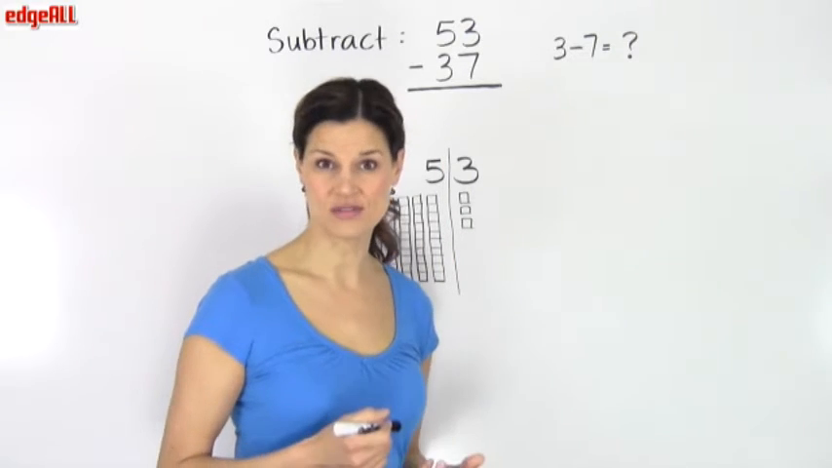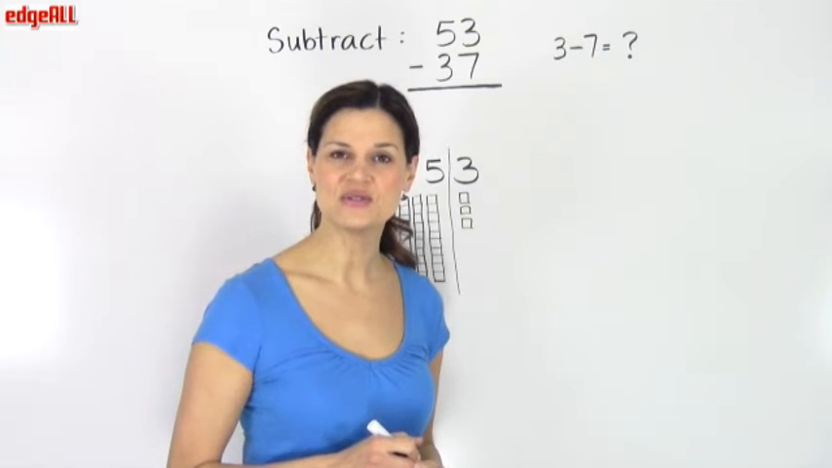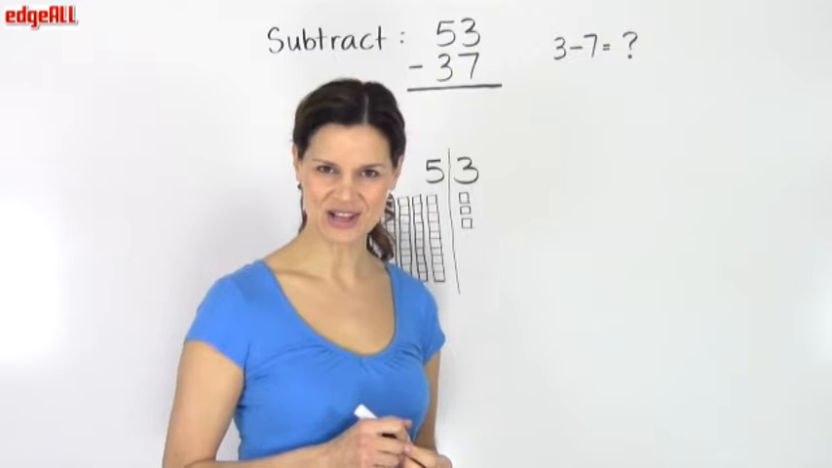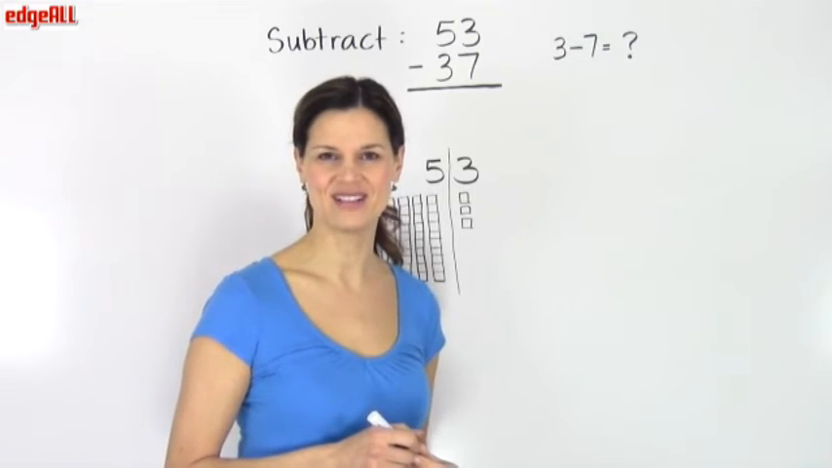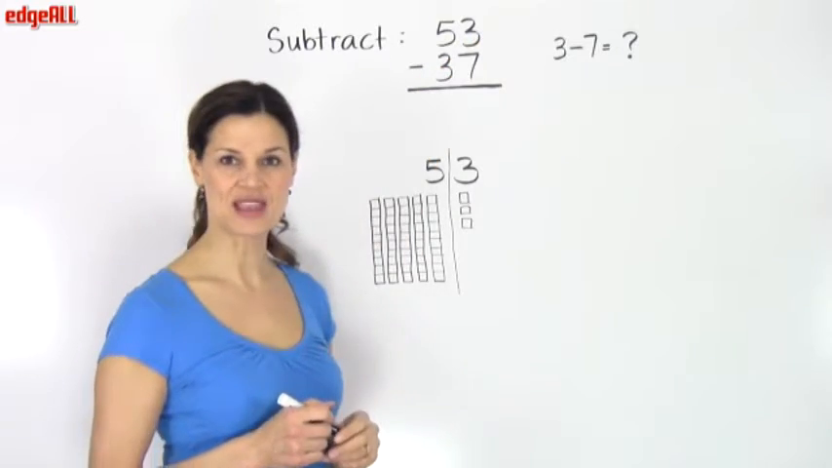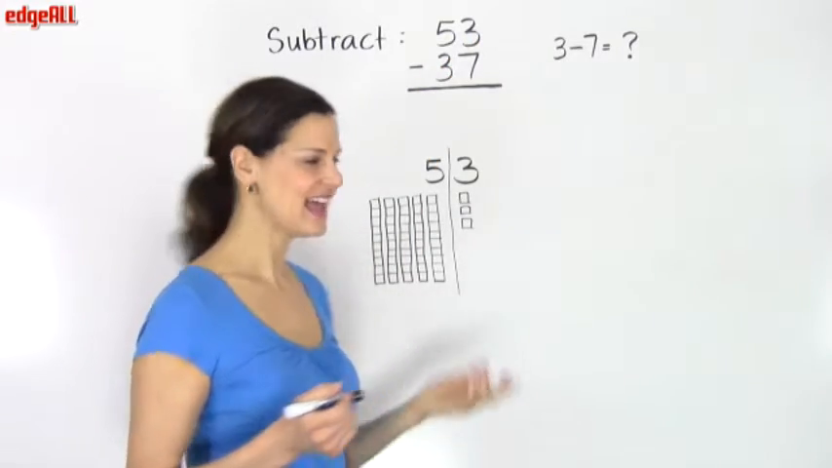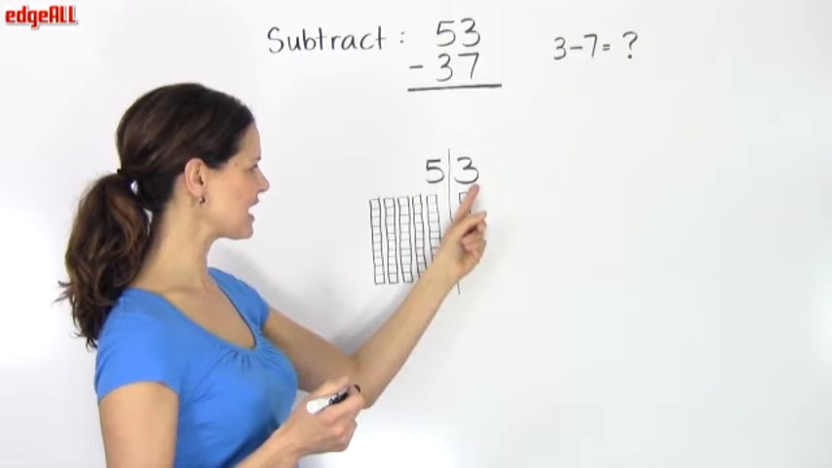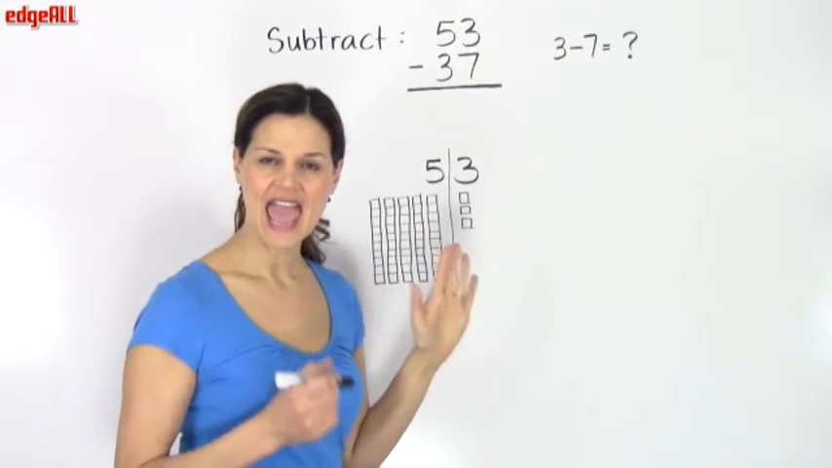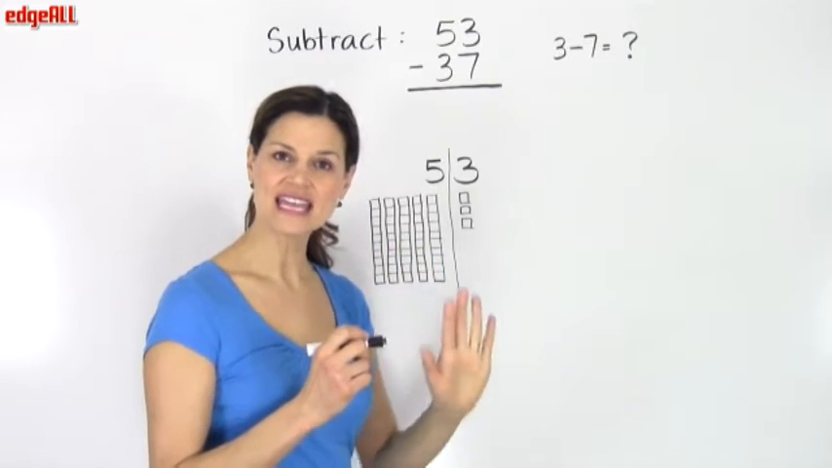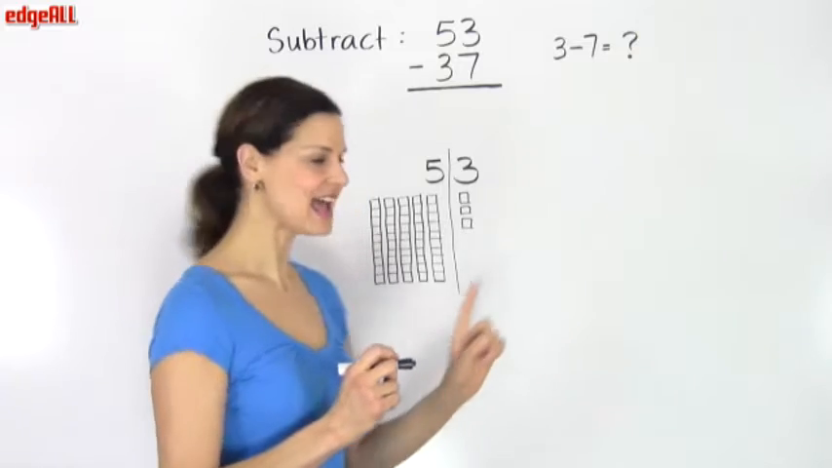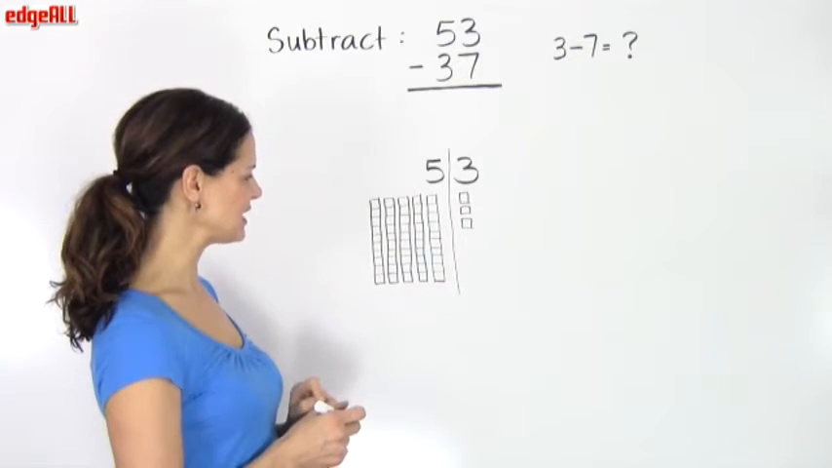And so to solve this problem, we need to do something called borrowing. So let's take a look at what borrowing involves. I would begin by looking at my 53 in a little different way. I've got 53, which is my top number here, and I'm going to look at it as 5 tens and 3 ones. And so I've drawn a little example here.